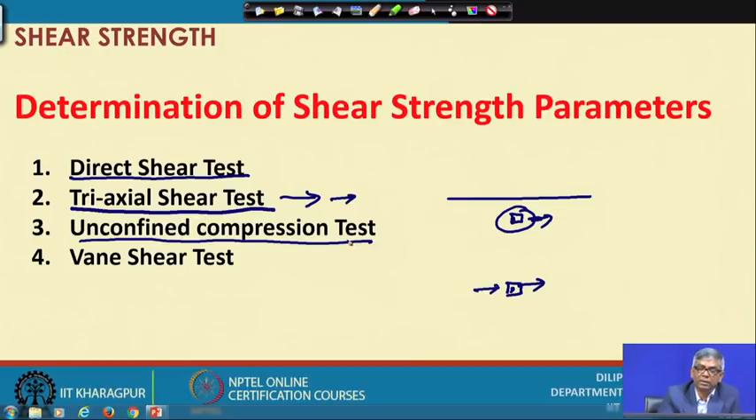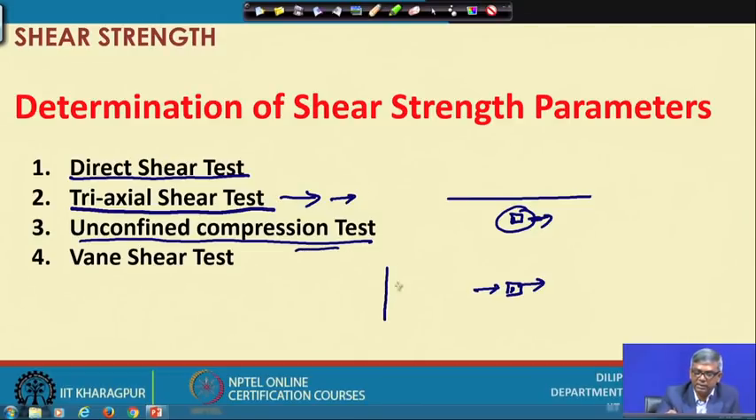And next is the unconfined compression test. This is also a test similar to triaxial, but the only thing is that it is unconfined. That means there is no all-round pressure, only pressure in one direction. So, the special form of the triaxial test is the unconfined compression test.